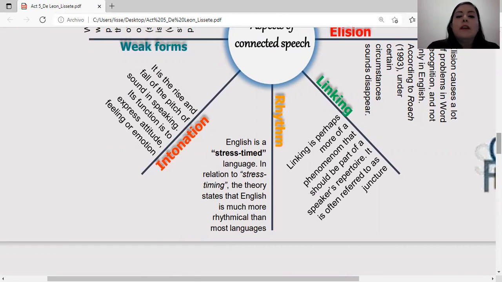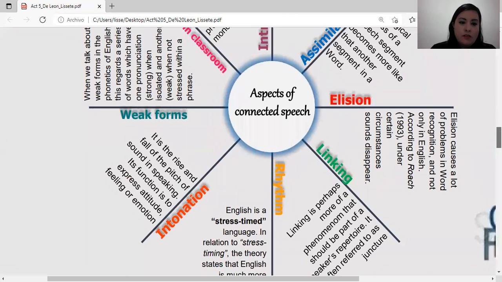About rhythm. English is a stress-timed language. In relation to stress timing, the theory states that English is much more rhythmical than most languages. Intonation is the rise and fall of the pitch of sound in speaking. Its function is to express attitude, feeling, or emotion.